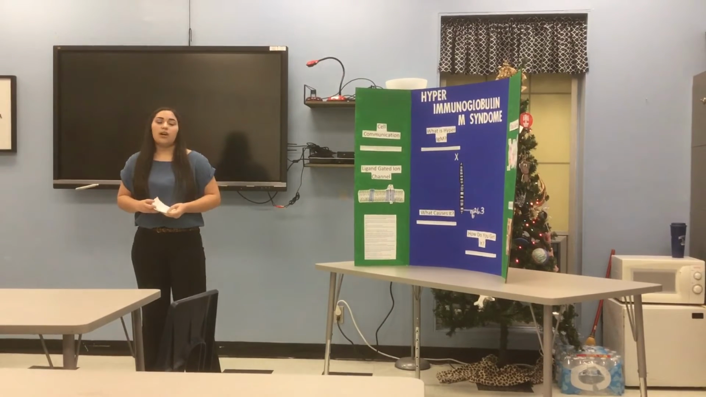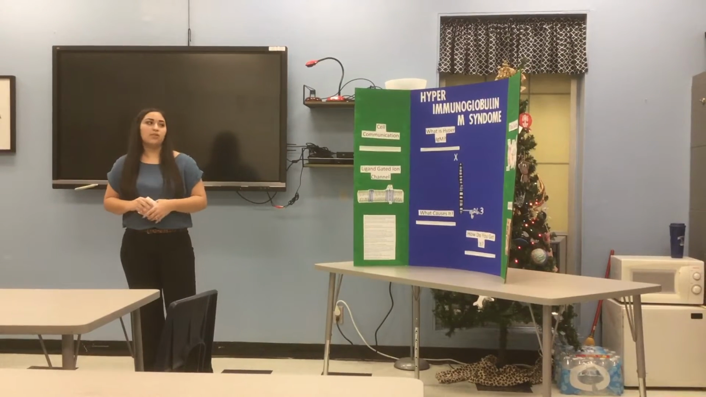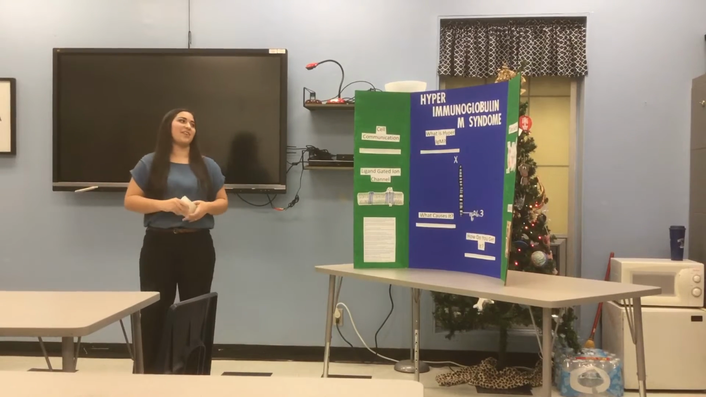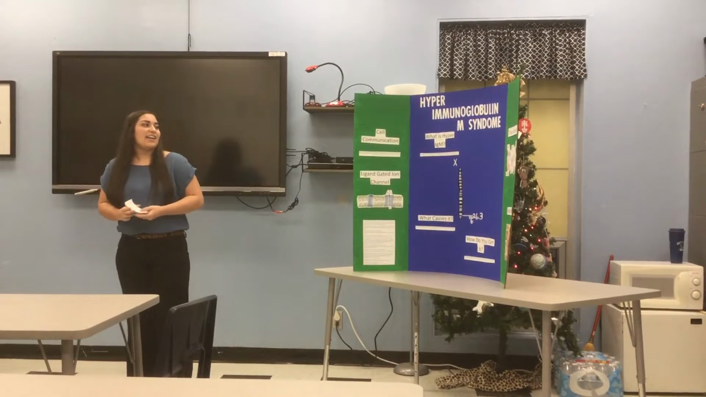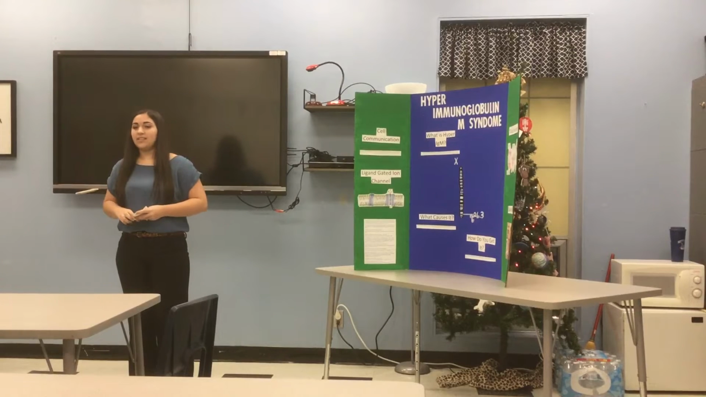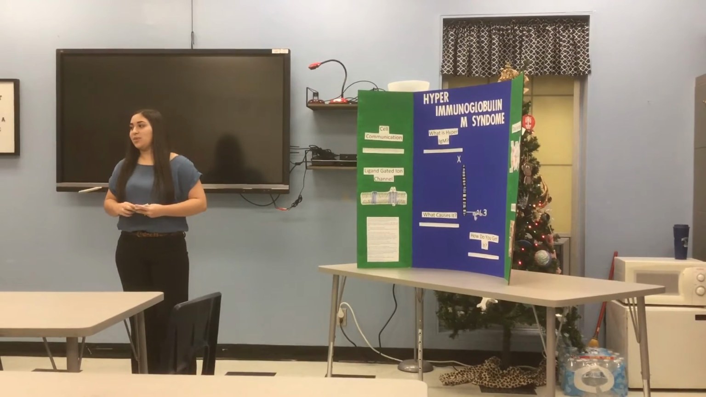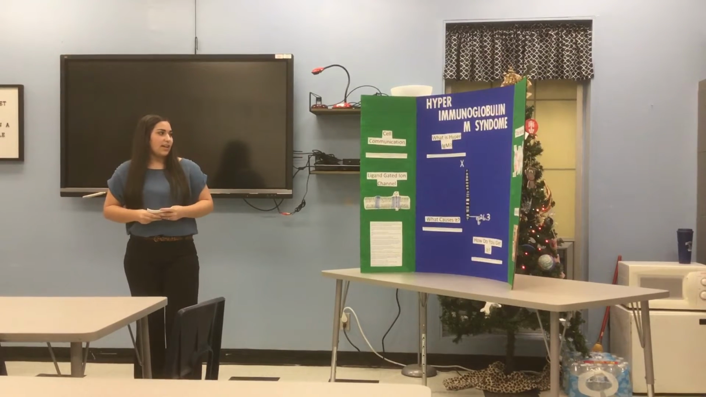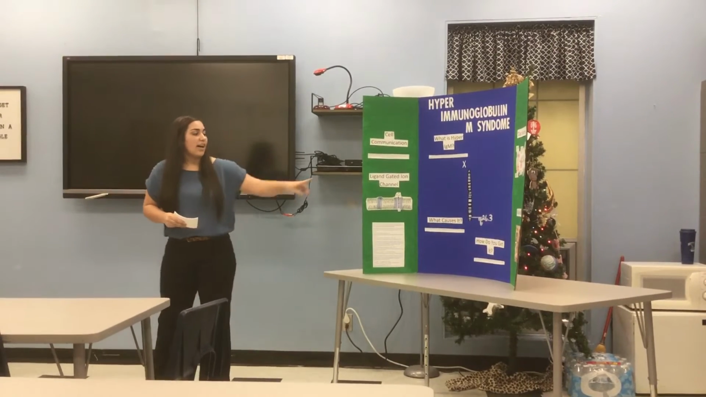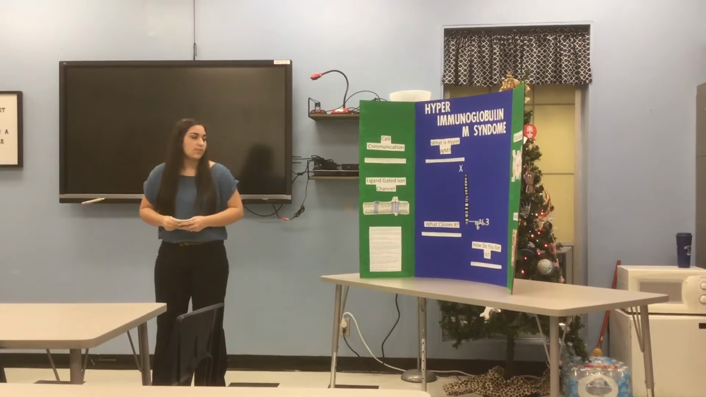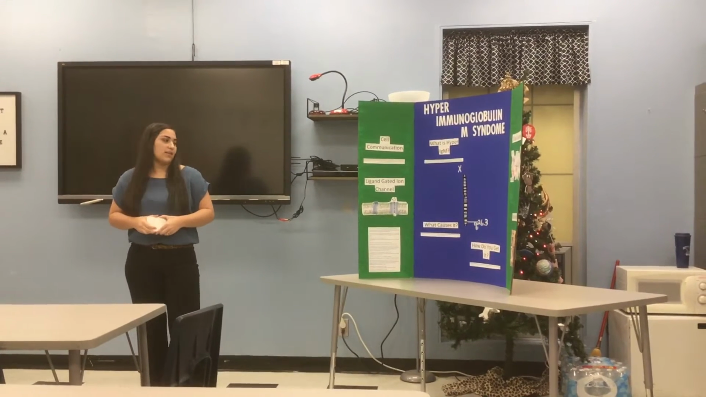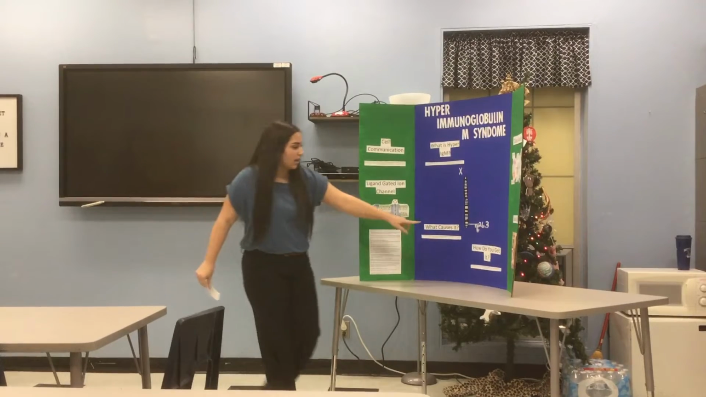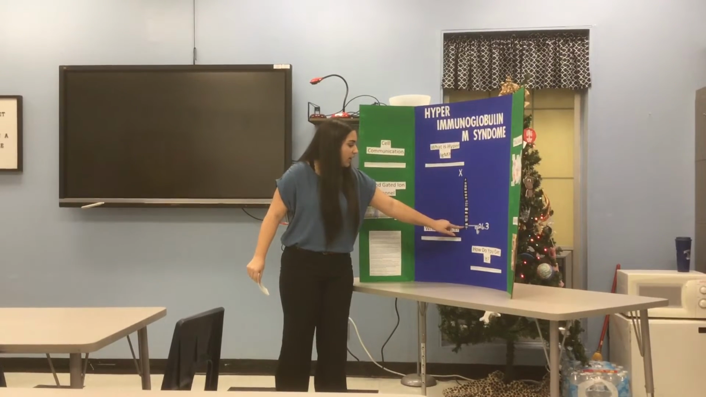And there are 5 different types of hyper-IgM syndrome. There's X-linked, type 2, type 3, type 4, and type 5, but we're just going to focus on X-linked. And X-linked hyper-IgM is caused by a genetic mutation of the CD40LG gene, and it's located on our X chromosome, specifically on the long arm, at Xq26. So it's about right under this line, right there.